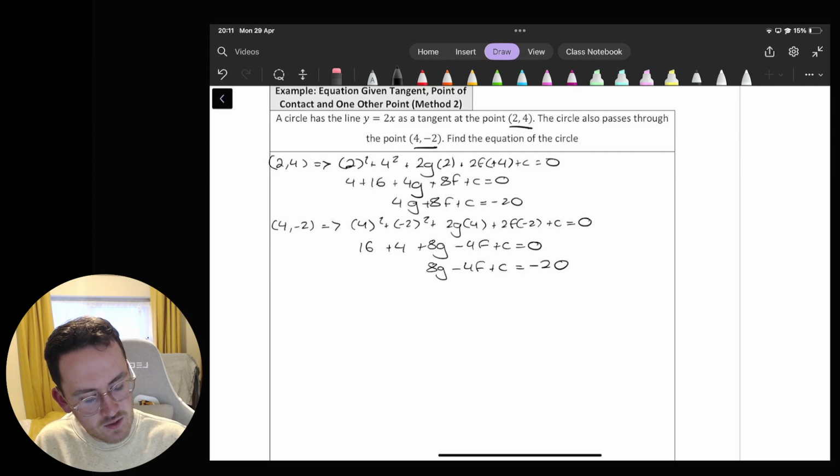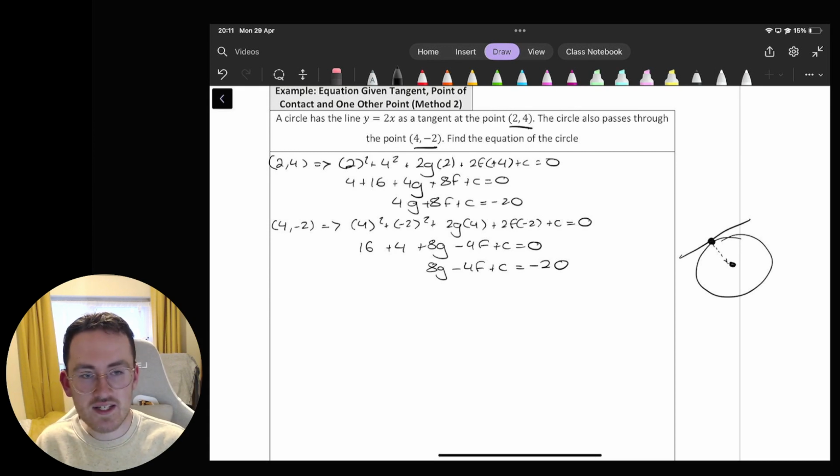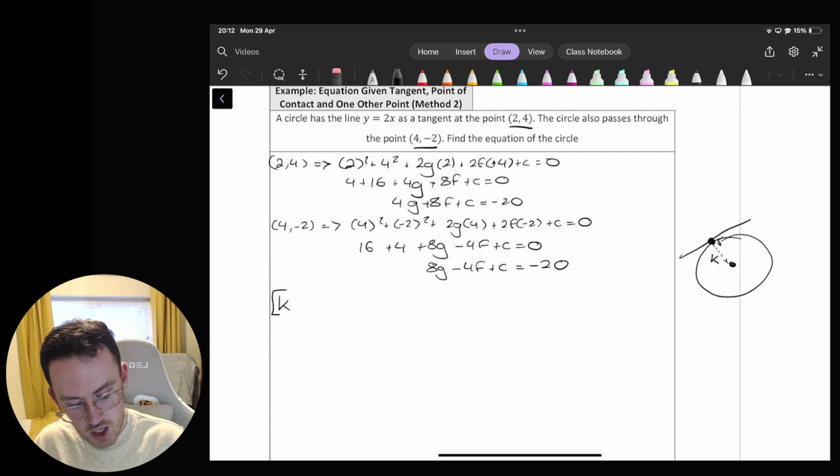Okay, and where this comes in, I suppose, is that same thing we had originally. If I have a tangent, that tangent is going to be perpendicular to the radius at the point of tangency. So if we can find the equation of that, say we call it k, then the center is going to be on that line. So we're using a similar method, but with a different end goal here. So find the equation of k.